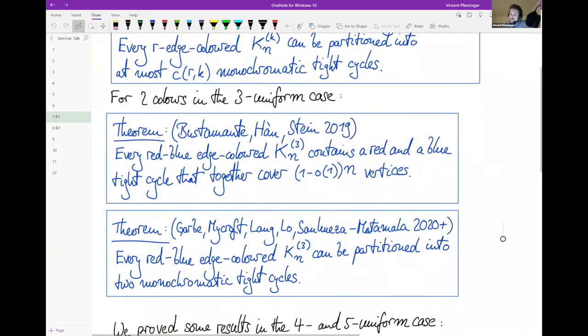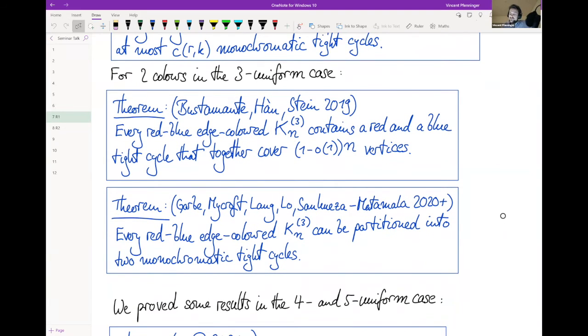Okay, and then we also have an exact result in the 3-uniform case, namely this theorem by Garbe, Mycroft, Lang, Lo, and Sanhueza-Matamala, who showed that every red, blue, edge-colored complete 3-uniform hypergraph on n vertices can be partitioned into 2 monochromatic tight cycles. Okay, and note that here it doesn't say a red tight cycle and a blue tight cycle, it says 2 monochromatic tight cycles, and that's actually because the statement is not true if you were to insist on 1 red and 1 blue one, because there's a counterexample showing that if you insist on 1 red and 1 blue one, there's at least one vertex which you cannot cover.